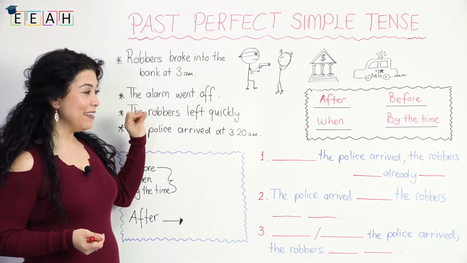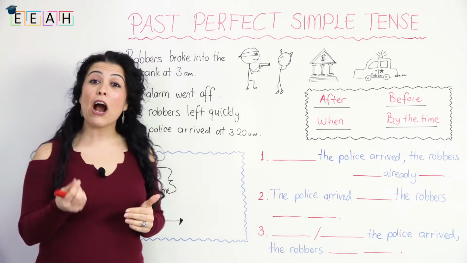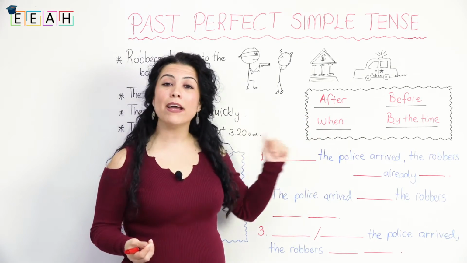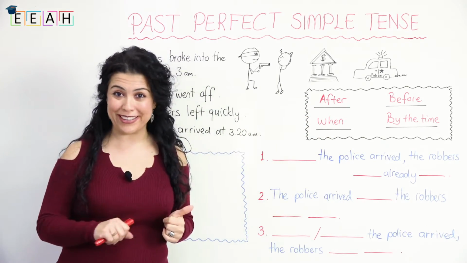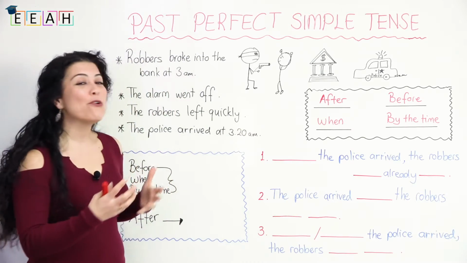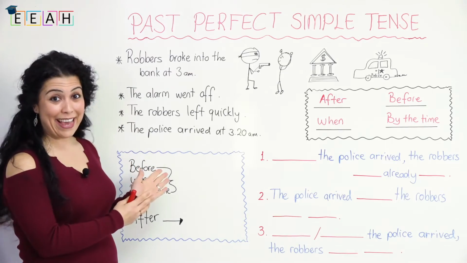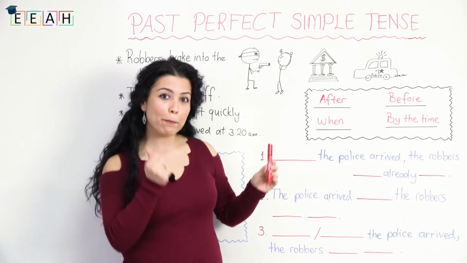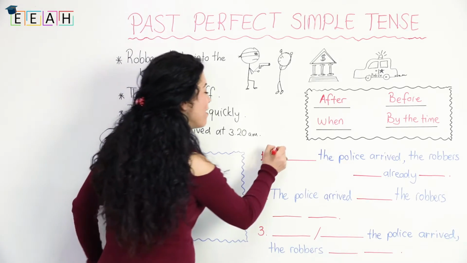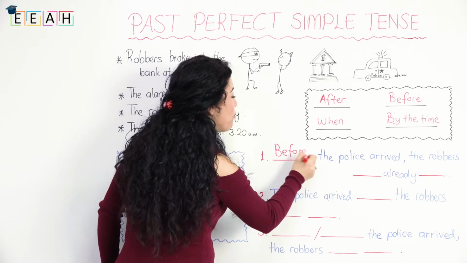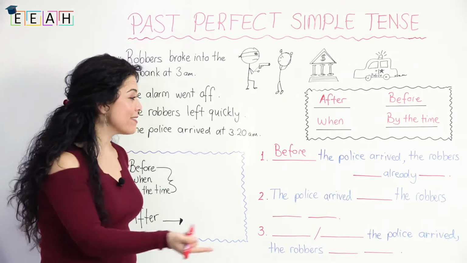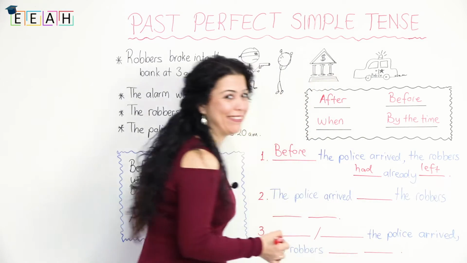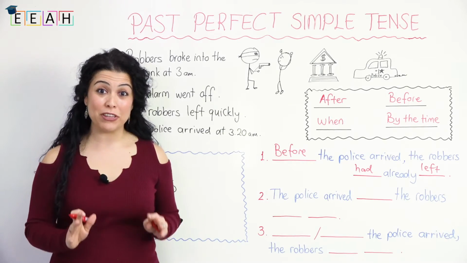So, using this case, we are going to practice how to use conjunctions like after, before, when, and by the time with past perfect simple tense. Let's study. Let's form sentences using them through this case. Number 1, look, the police arrived, the robbers, what happened? Before the police arrived, the robbers had already left.